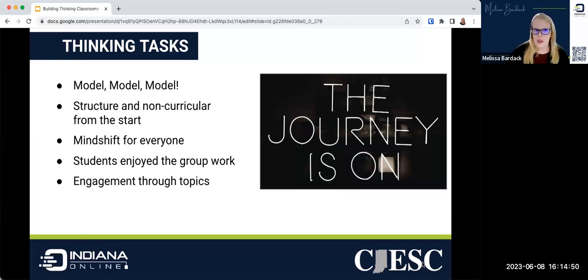We learned that students enjoyed the group work. For the most part, they really enjoyed being paired with their peers and collaborating and working together. There was engagement through the topics, and students truly enjoyed having these opportunities to understand their thinking, work with their peers to bounce ideas off of each other, rather than being told by one of us exactly which way to solve the problem.